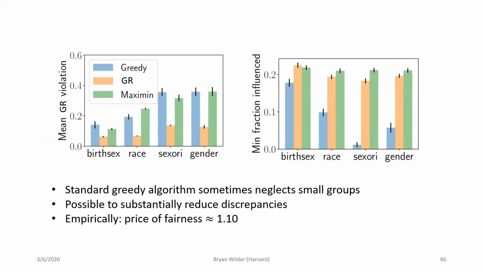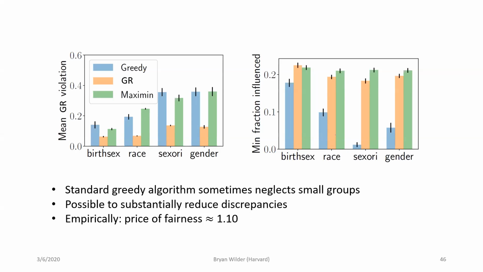Here are the key results. Each of these plots is about one of the definitions of fairness. The left one is showing the average violation of the group rationality constraints. The right-hand one is showing the minimum fraction of nodes reached across all groups. And then we're looking at what happens if you use either the standard greedy algorithm in blue, if you optimize for group rationality in orange, and if you optimize for maximum value in green. And we find that the greedy algorithm does indeed sometimes neglect smaller groups in the population. So the blue bar is not as good as the other algorithms. But it is possible to reduce this discrepancy.